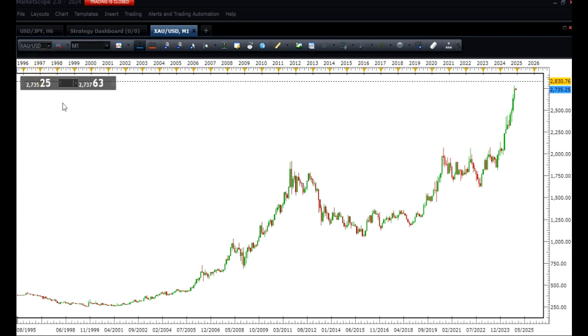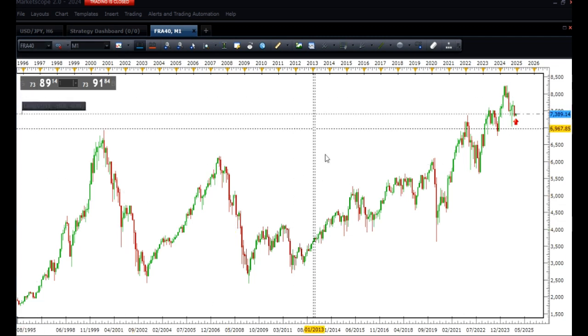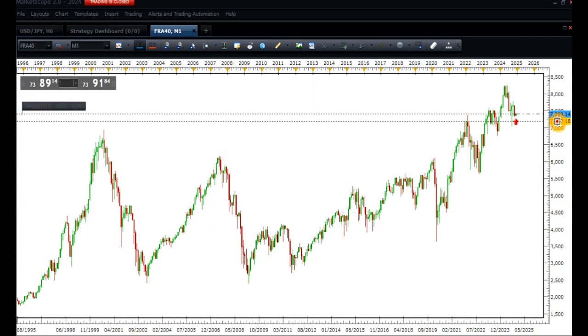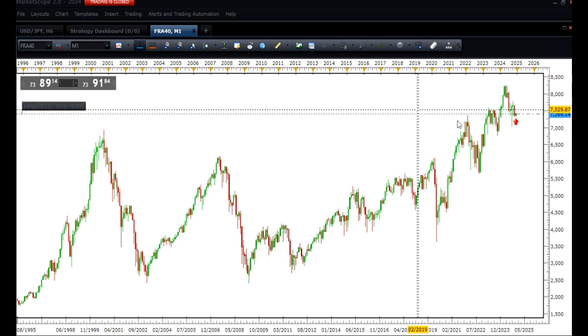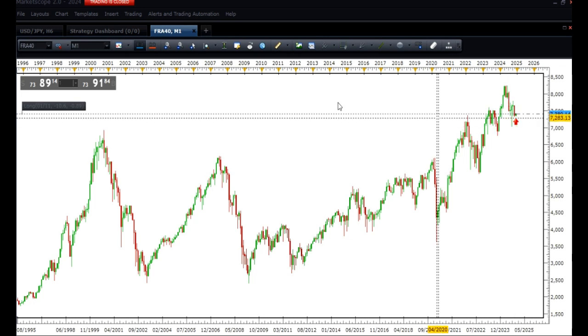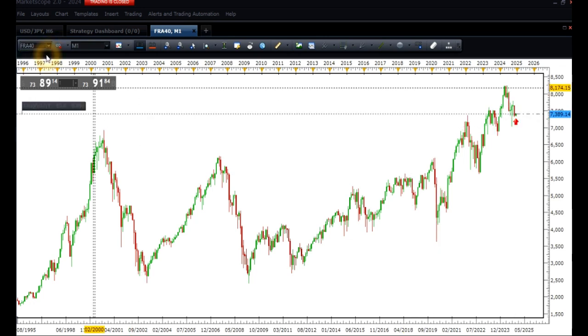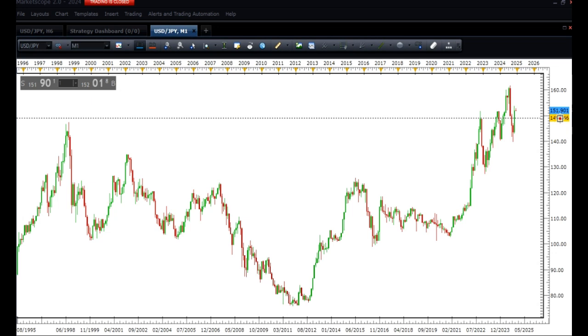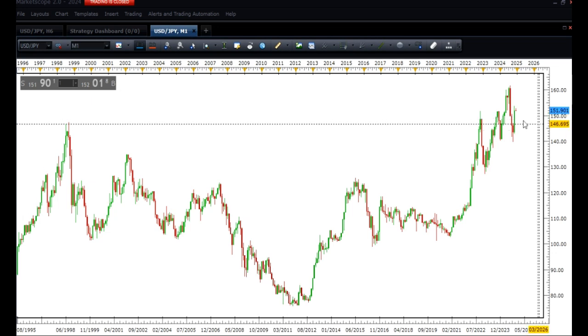Here's the France 40. If I'm trading this, for example, the current price is 73,891. That is the exact distance between the current price and zero, 73,891 points. If I'm trading this, I will divide that number by my account size. That is how much I'll be trading per point. And it goes on with the USD JPY, currently at 15190. It's the same principle.